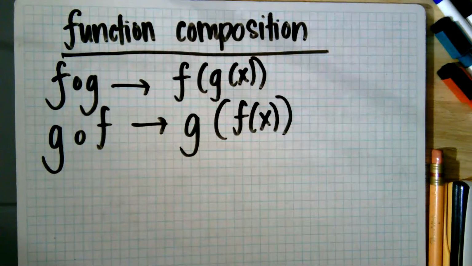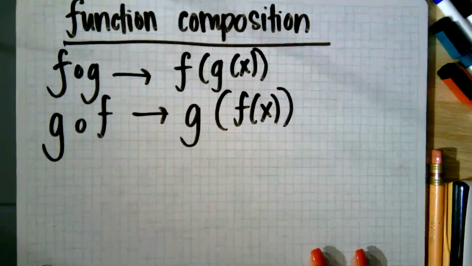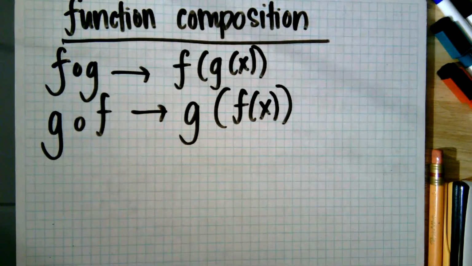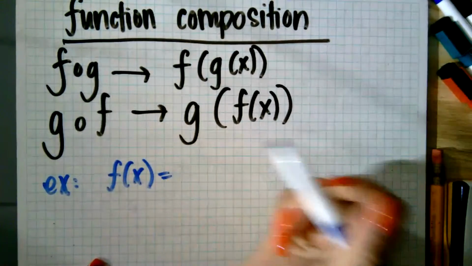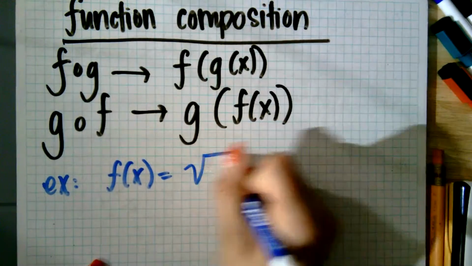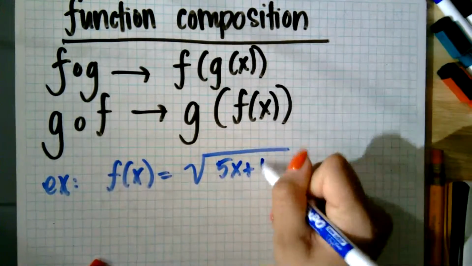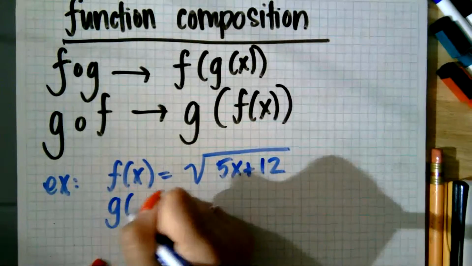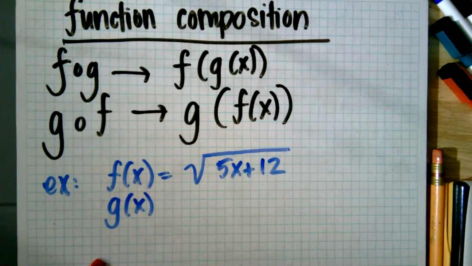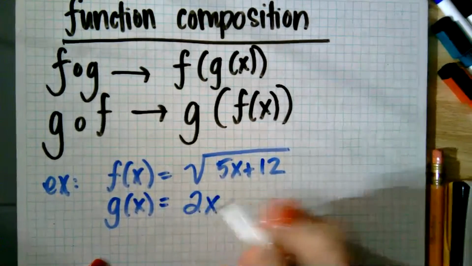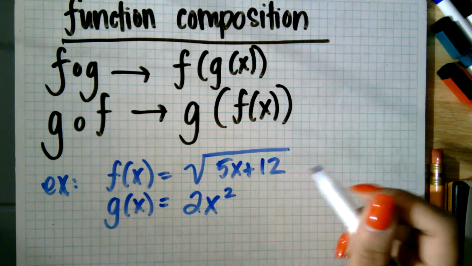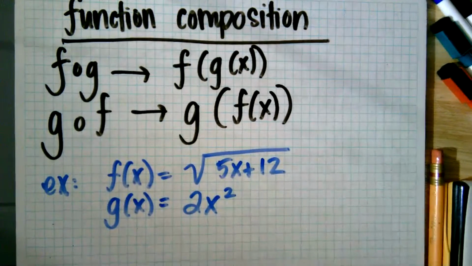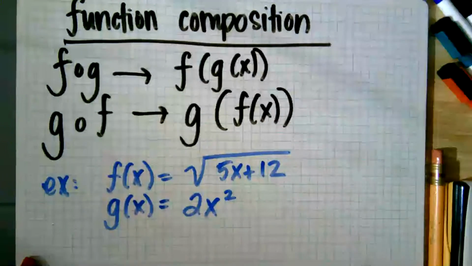Okay, so we're gonna go ahead and begin. I'm gonna do a quick little example. Let's say I have f of x is equal to the square root of 5x plus 12, and g of x is equal to 2x squared, just 2x squared, okay? So we're going to go ahead and see what this means.